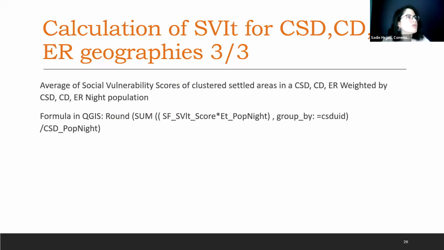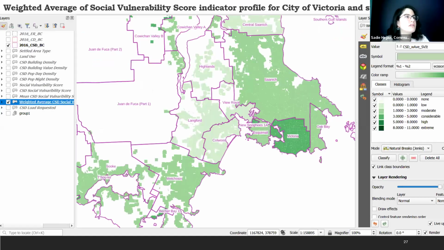And the last one we tried was the average of social vulnerability scores of clustered settled areas in CSD, CD, and ER, weighted by night population, so reflecting the more residents of those places. We used that formula in QGIS, and we got a result that's slightly different from what we saw in the two other slides.